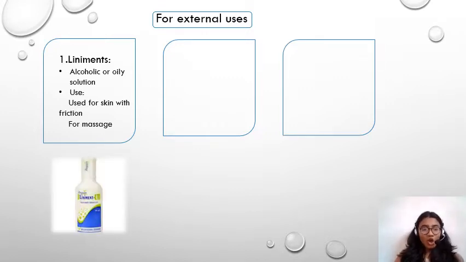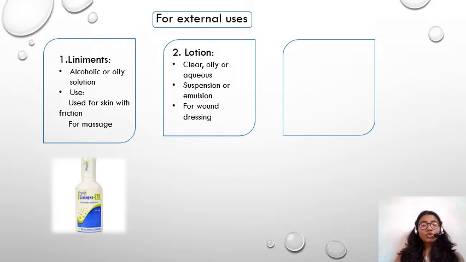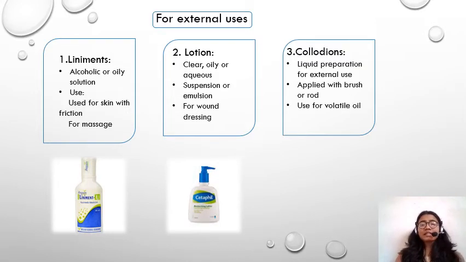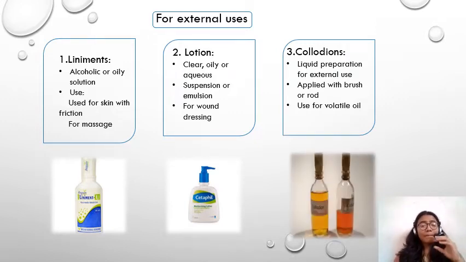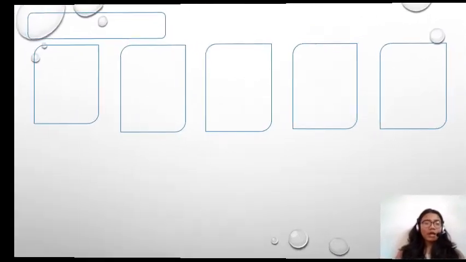Liniments are usually alcoholic or oily solution. Liniments are used on the skin as they reduce friction, and the very important point to remember about liniments is that they should not be applied on broken skin as it causes a lot of irritation. Next is lotions. Lotions are usually clear oily aqueous substance. As winter is approaching, we all use lotions to prevent dryness of the skin. Next is colloidals. Colloidals are used for external purpose, and the main point to remember is that they can be applied on our skin by using a brush or a rod.